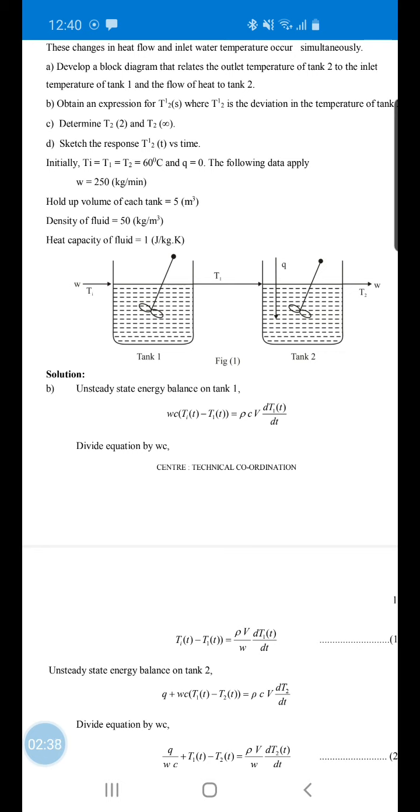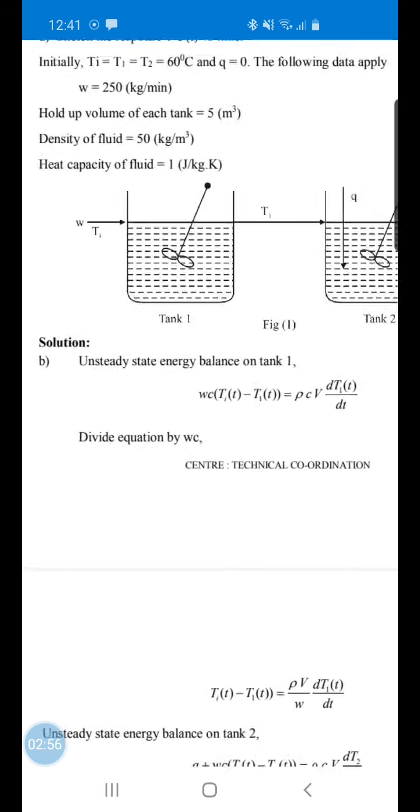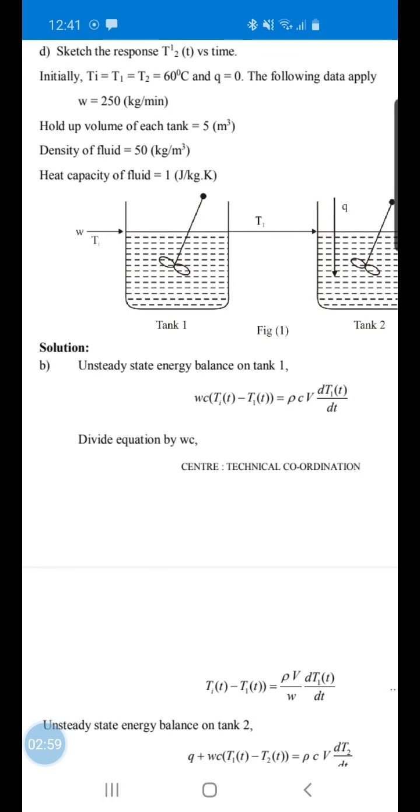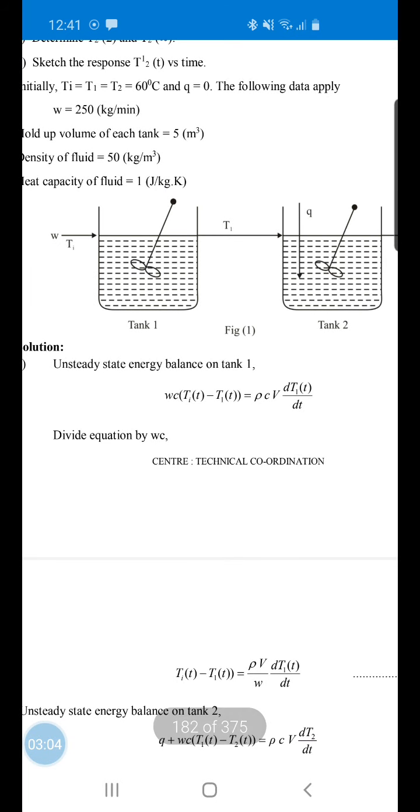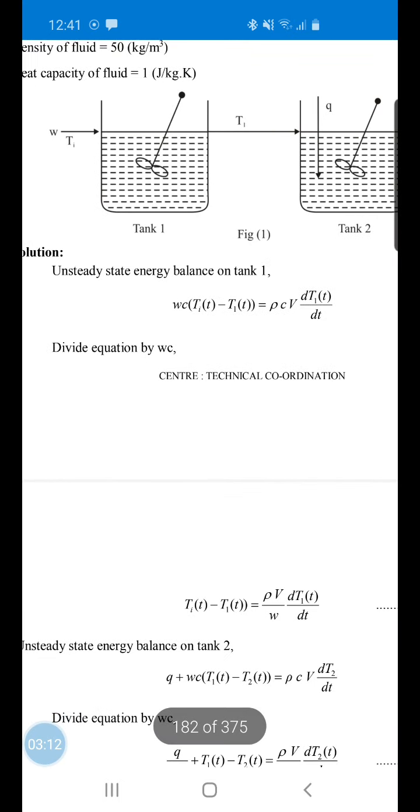So first we have to write the unsteady state energy balance over tank 1. If you want to write the unsteady state energy balance, you can write m Cp delta T is equal to m Cv delta T. Is it right? So m here is W. So W into C into (Ti minus T1) for tank 1 is equal to rho V, because rho into V is mass m, into C into dT1 by dt. So this is how we can write the energy balance over tank 1.